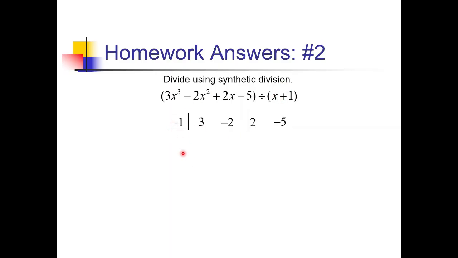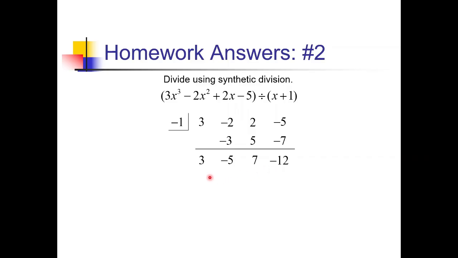Let me leave some room and draw a line here. Now let's bring down that first coefficient of 3, and then we'll multiply our k value by whatever's on the bottom. So we have negative 1 times 3 gives me negative 3, and that goes in the second row here. We're adding that to the top row, so negative 2 plus negative 3 is negative 5. Negative 1 times negative 5 gives me a 5 up here. 2 plus 5 is going to be 7, times negative 1 is giving me negative 7, and then plus negative 5, that comes out to negative 12.